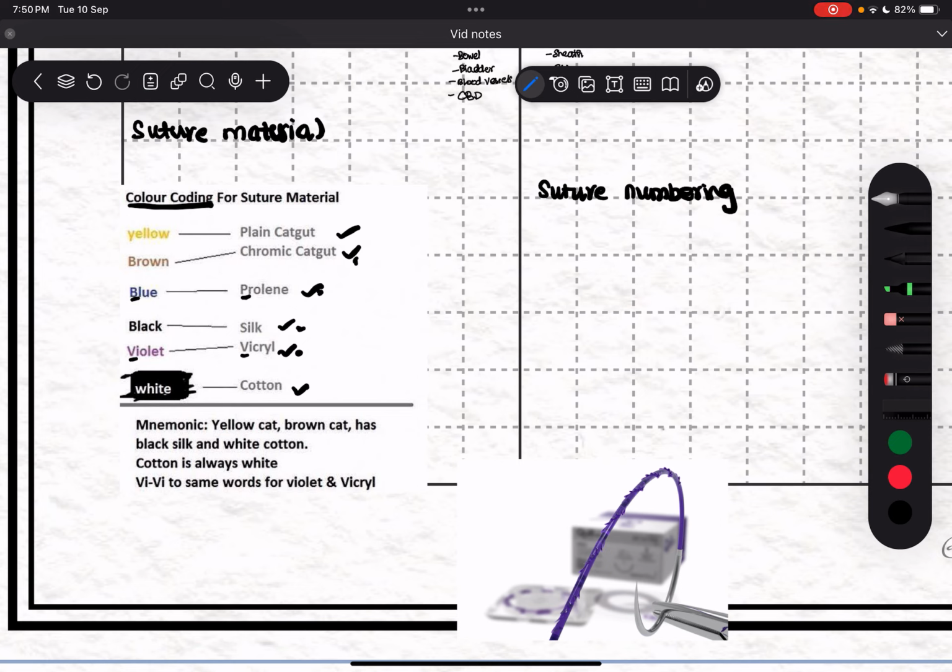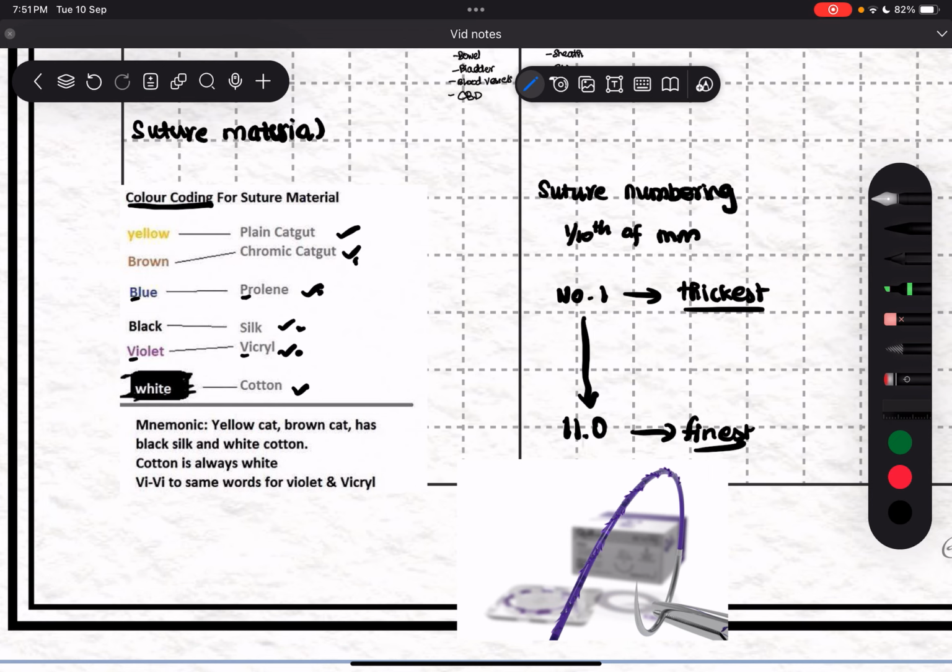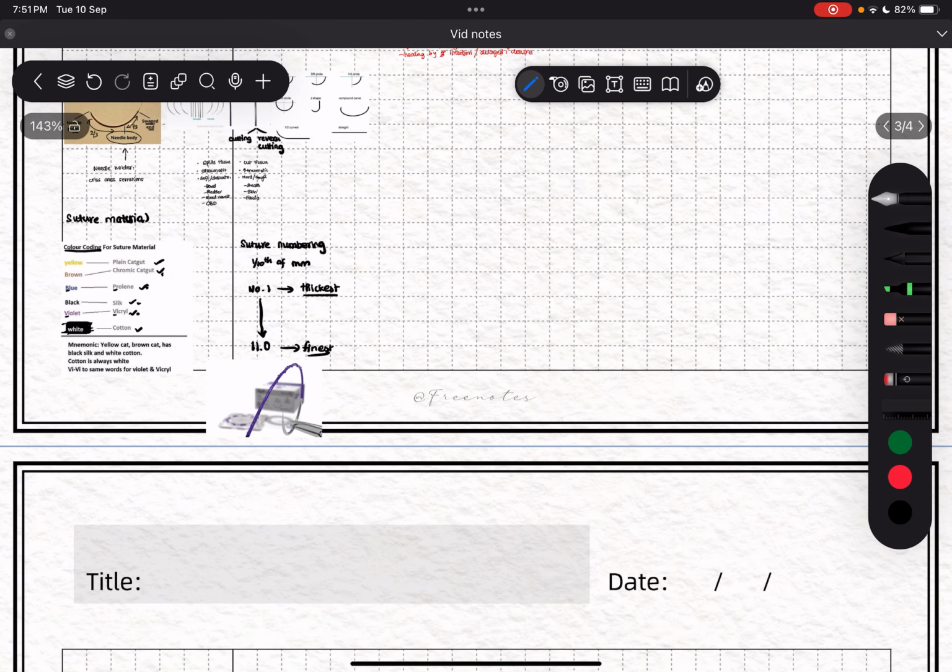Now there is suture numbering. The suture diameter is usually in 1/10 of a millimeter. So there is number 1, 2, even 11. The 11.0 is the finest. Number 1 is the thickest. After the suture numbering, we are going to have a look at classification.